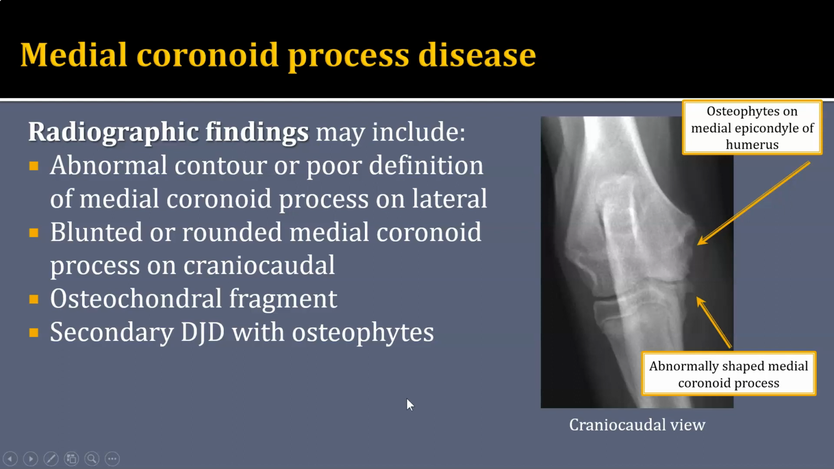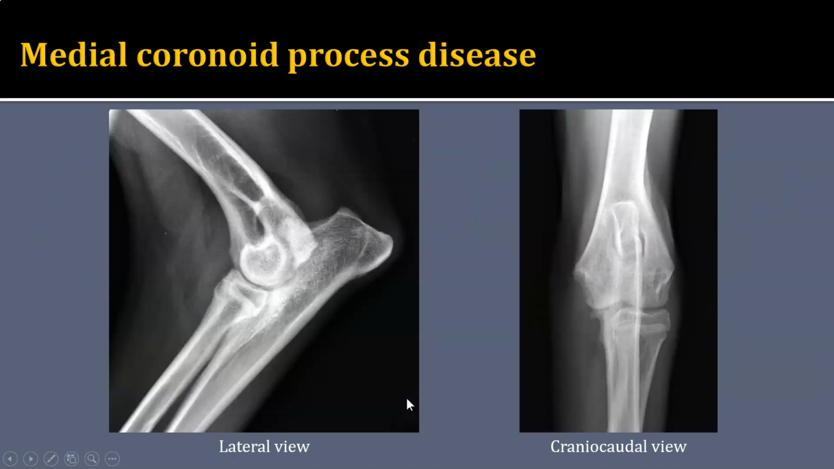Radiographs can be not very sensitive, especially in detecting the fragment, as I already said. And so CT is actually routinely used now to diagnose medial coronoid process disease. Here's an example of a patient where we have lateral and craniocaudal views. And when I look at this lateral view, this patient probably does have some intracapsular soft tissue swelling of the elbow joint. Again, that can be more challenging to identify.